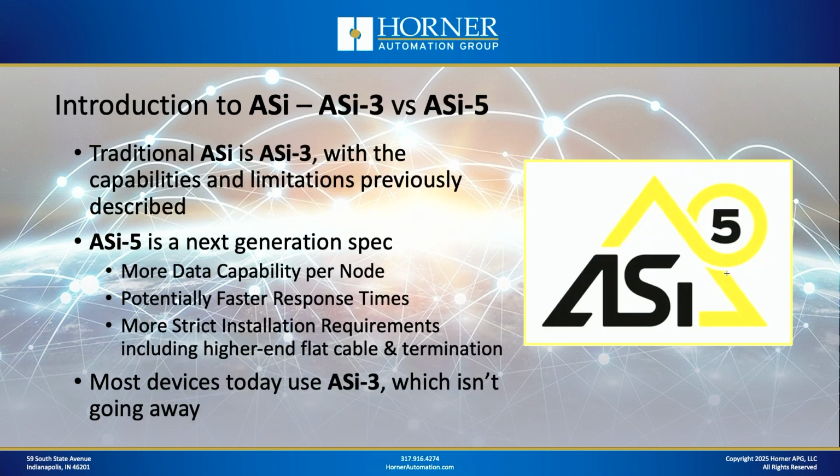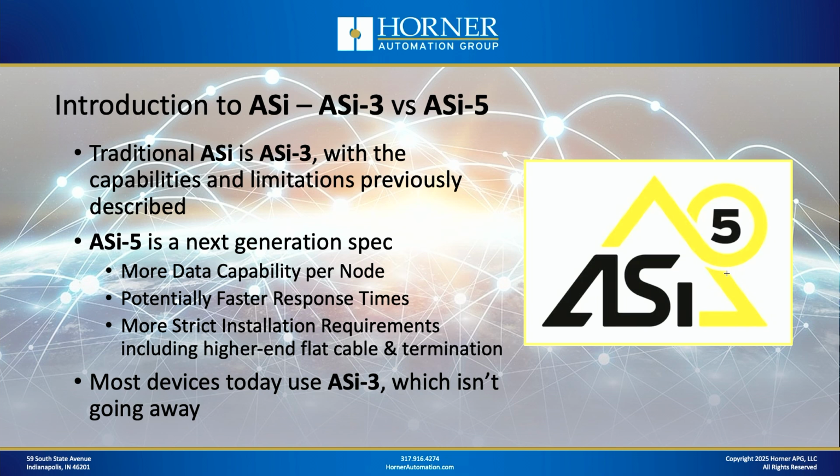Everything I've talked about so far applies to what's called ASi 3, which is kind of the latest version of the traditional ASi with the traditional ASi wiring and messaging scheme. There's also something called ASi 5. Now that's a next generation spec. What does that offer? Well, ASi 5 offers more data capability per node, so much more than just 4 bits in and out, okay? Potentially faster response times with much higher communications rates, okay?